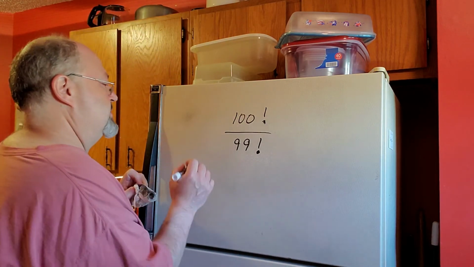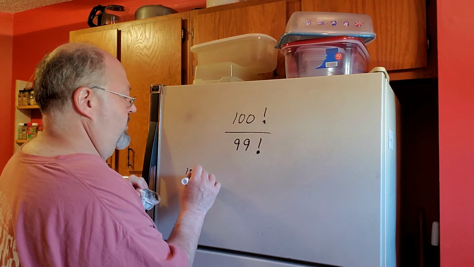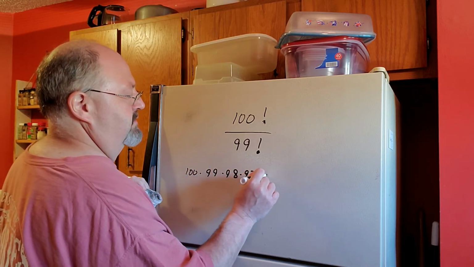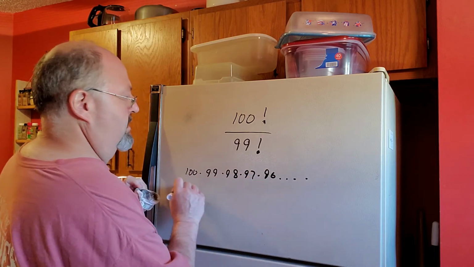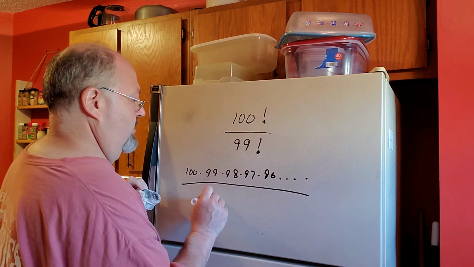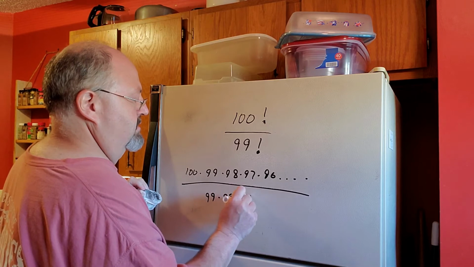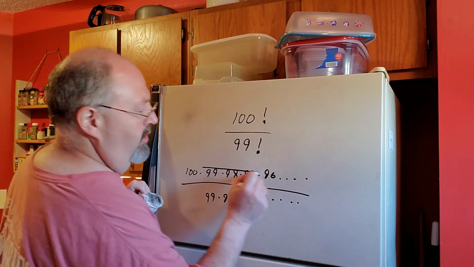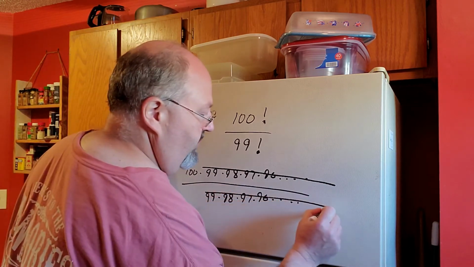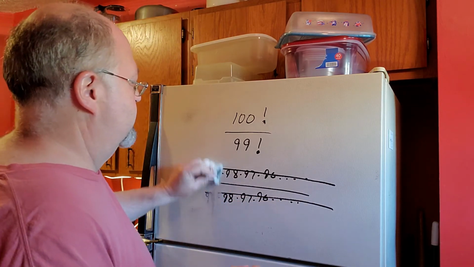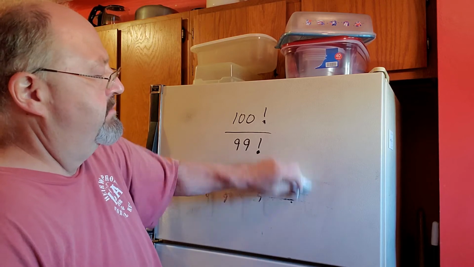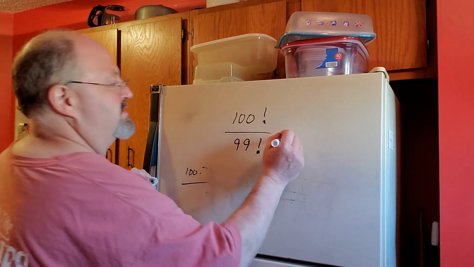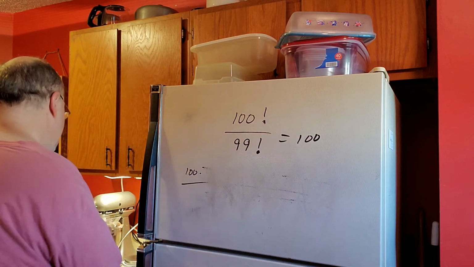So, what is 100 factorial equal to? Well, it's 100 times 99 times 98 times 97 times 96, and so on. 99 factorial is 99 times 98 times 97 times 96. If you look at this, all of that cancels with all of that, which means it just leaves that 100 up there on top. So this is really just equal to 100.